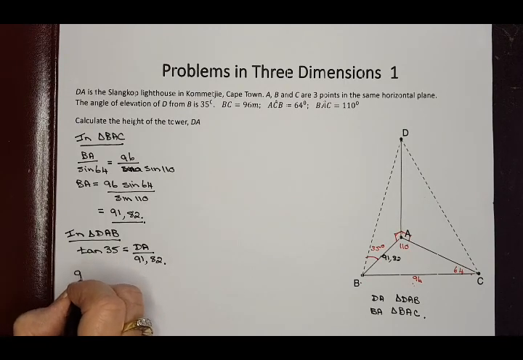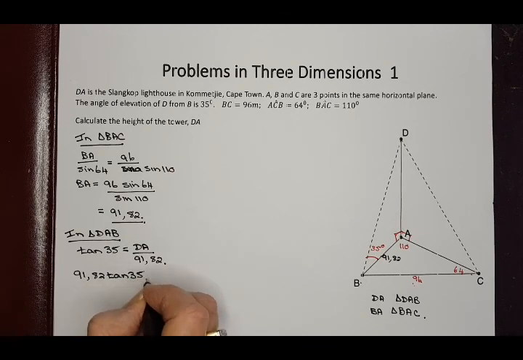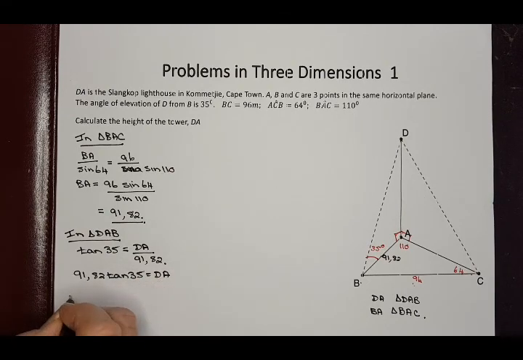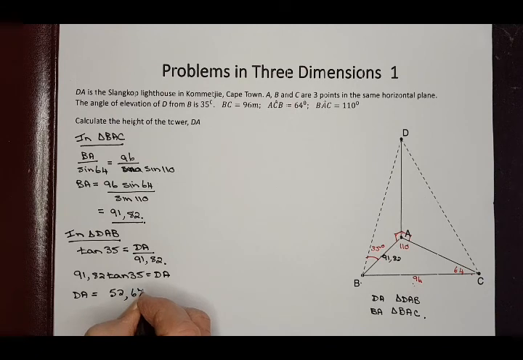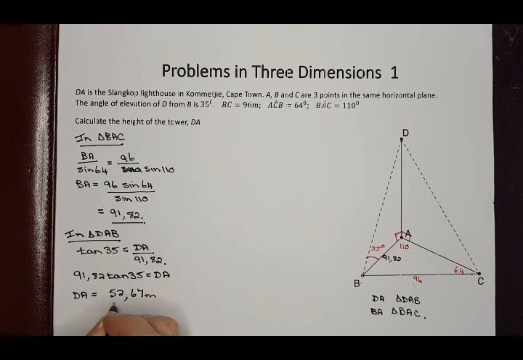In other words, 91,82 multiplied by tan of 35 is equal to DA. That means that DA is equal to 91,82 times tan of 35, and it is 52,67. All right, in this case again our lengths are in meters, so we get 52,67 meters, and that's the first of the three-dimensional problems we're going to do.